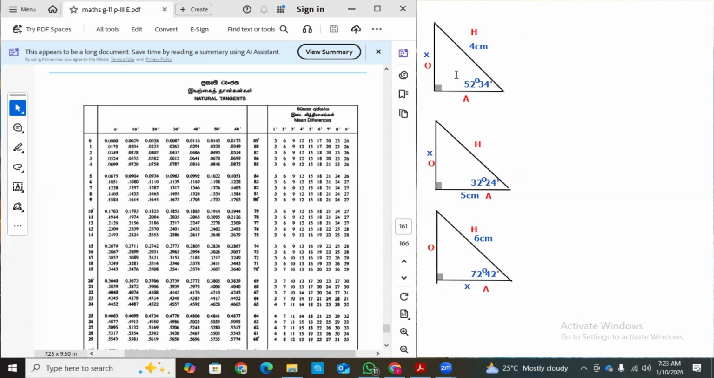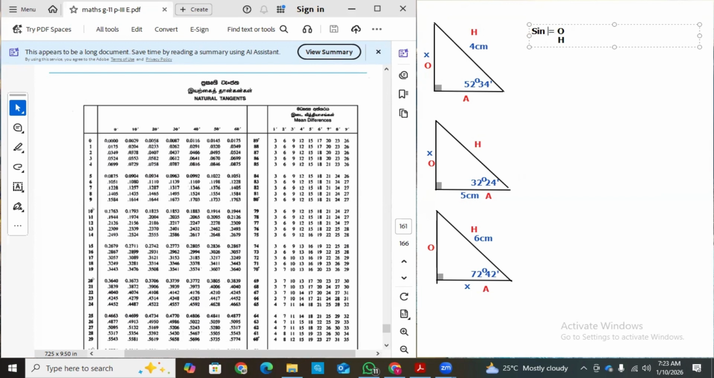Now this time we don't have to consider this A, adjacent is not there. So O and H. O and H means that is sine. So sine is equals, we'll use a black then. Sine is equals O over H. So here the O, and for the denominator we have to use the H. Fine.